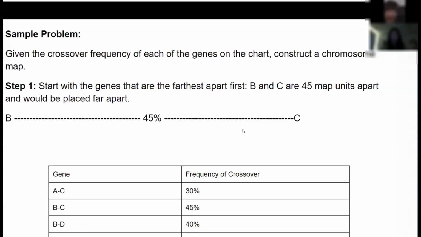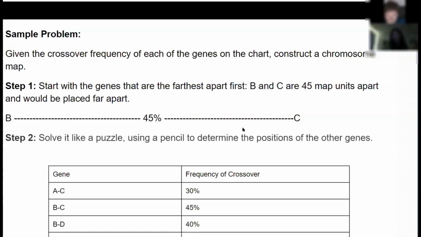So start with the two that are furthest apart, right? B and C are furthest apart. So I'm going to start with them, and I'm going to make those my bookends, right? So I put those at the end. From there, it's kind of like solving a puzzle. You can use reference points.